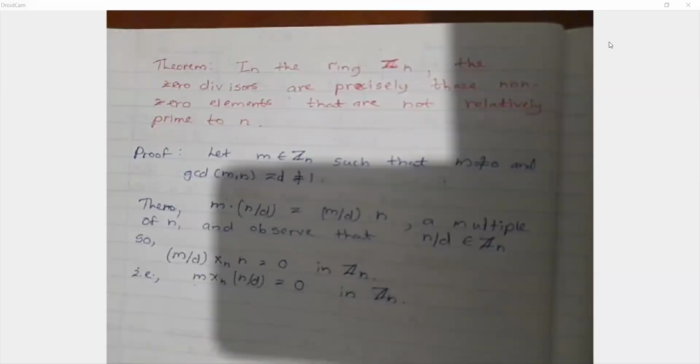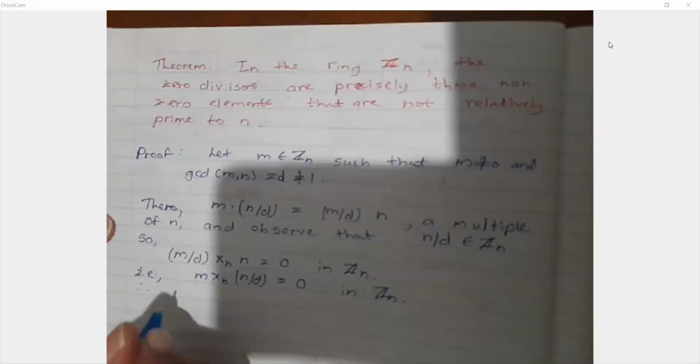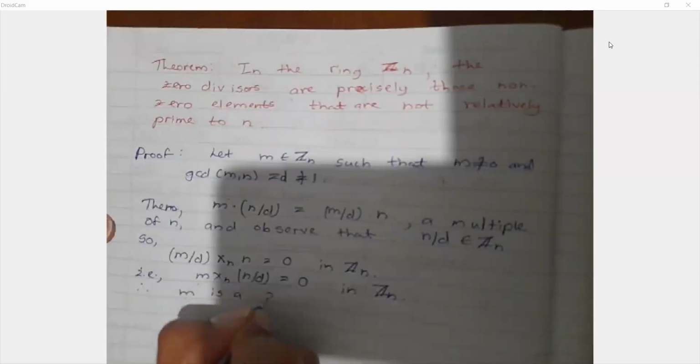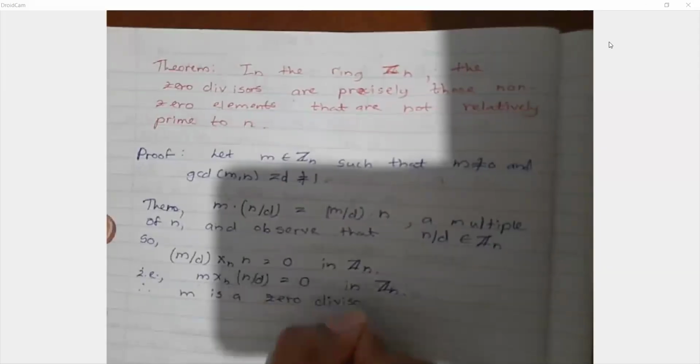What does it tell you? M is a zero divisor. M is a zero divisor by definition.